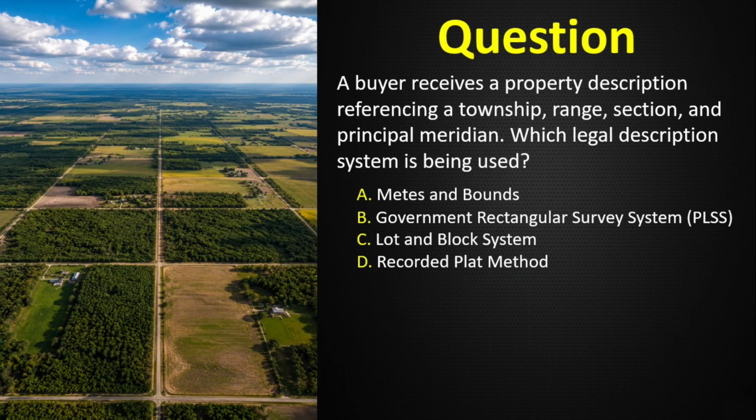Question number 50. A buyer receives a property description referencing a township, range, section, and principal meridian. Which legal description system is being used? A. Metes and bounds. B. Government Rectangular Survey System, PLSS. C. Lot and block system. D. Recorded plat method. Correct answer, B. Government Rectangular Survey System, PLSS. The Public Land Survey System identifies land using townships, ranges, and sections.